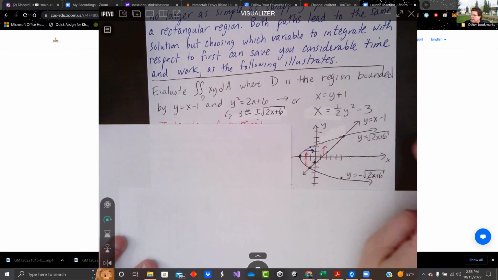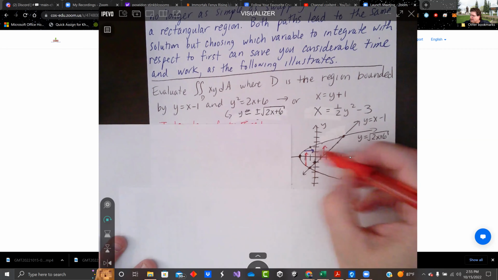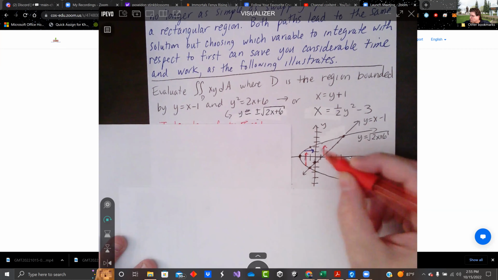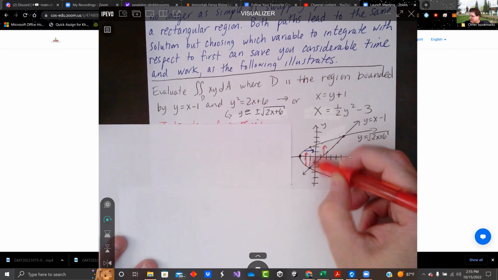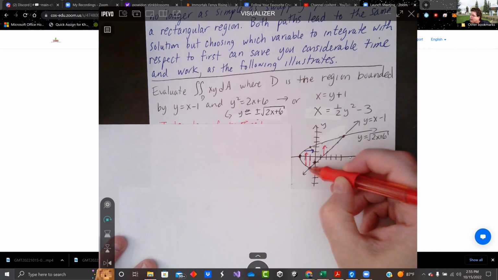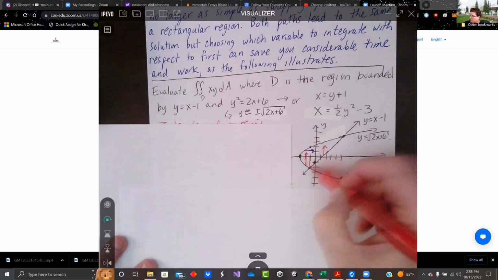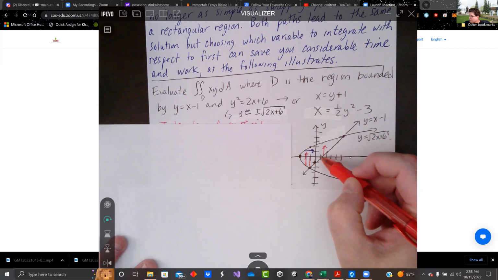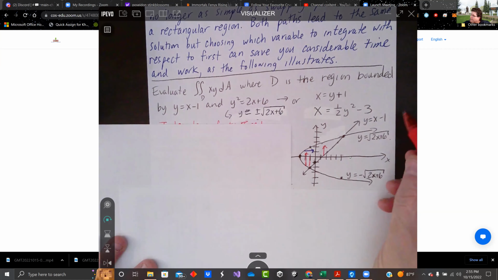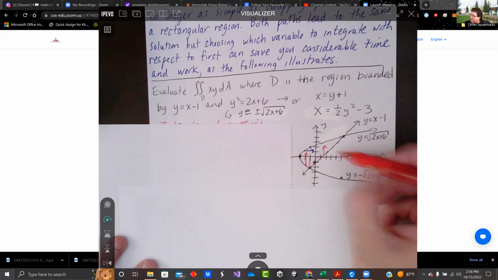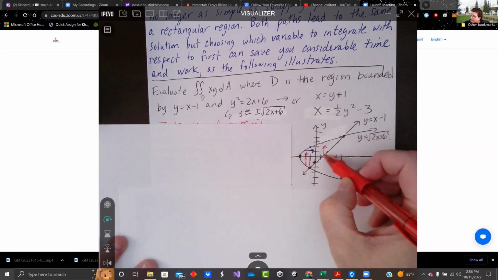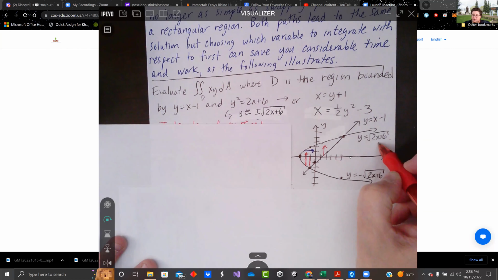If we just look at it pictorially, we can see some regions have more integrals. If we're doing dy first, I've got to go to the left of this line, to the left of negative 1. I've got to go from the negative root up to the positive root. And then from negative 1 over to 5, I've got to go from x minus 1 as our lower line, and we're still going up to the positive square root of 2x plus 6.